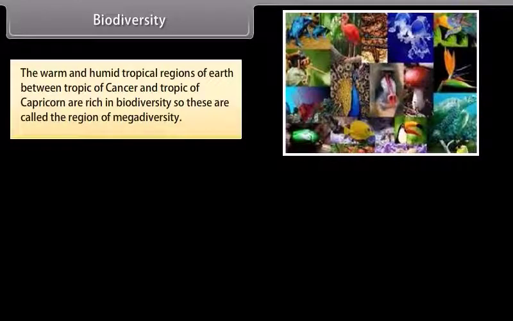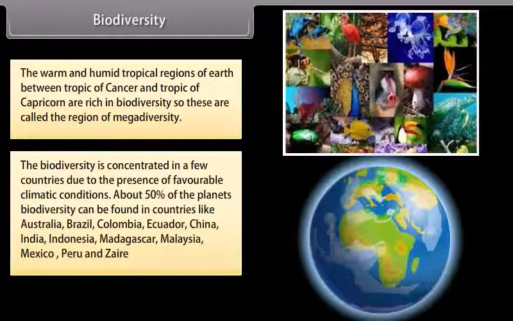The warm and humid tropical regions of Earth between the Tropic of Cancer and Tropic of Capricorn are rich in biodiversity, so these are called the regions of megadiversity. Biodiversity is concentrated in a few countries due to the presence of favorable climatic conditions. About 50% of the planet's biodiversity can be found in countries like Australia, Brazil, Colombia, Ecuador, China, India, Indonesia, Madagascar, Malaysia, Mexico, Peru, and Zaire.